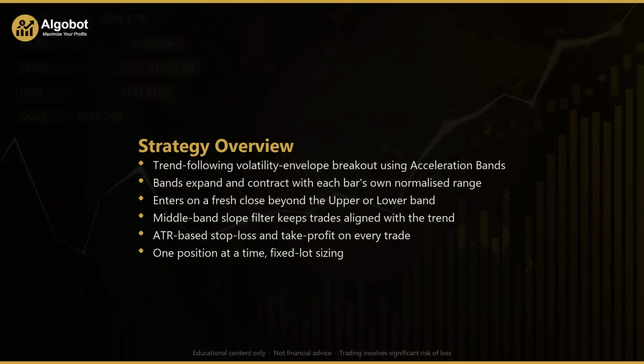The strategy combines three ideas. First, a breakout condition. It waits for a candle to close beyond the upper or lower band, having closed inside on the previous bar. Second, a trend filter. The middle band must be sloping in the same direction as the breakout, which helps it skip counter-trend pokes through the envelope and reduce whipsaw. Third, disciplined risk control. Every trade uses an average true range stop loss and take profit, holds only one position at a time, and trades a fixed lot size.